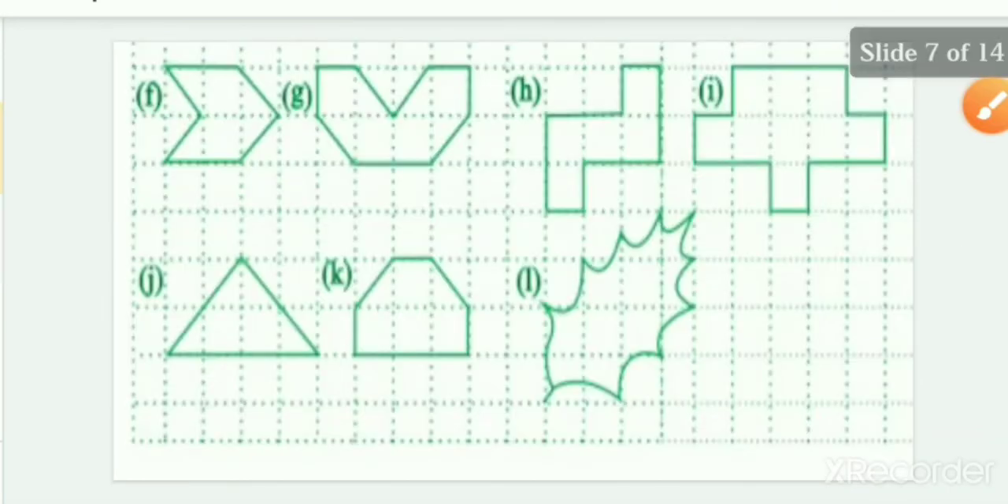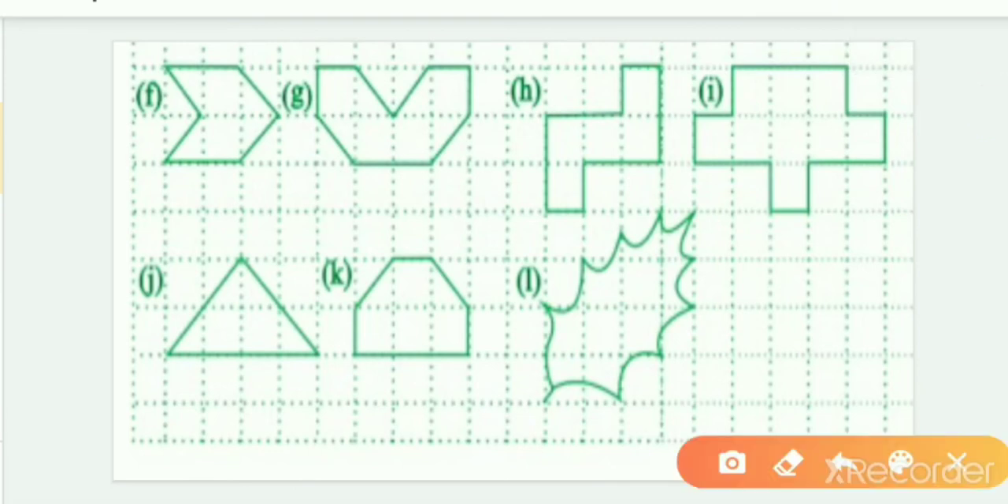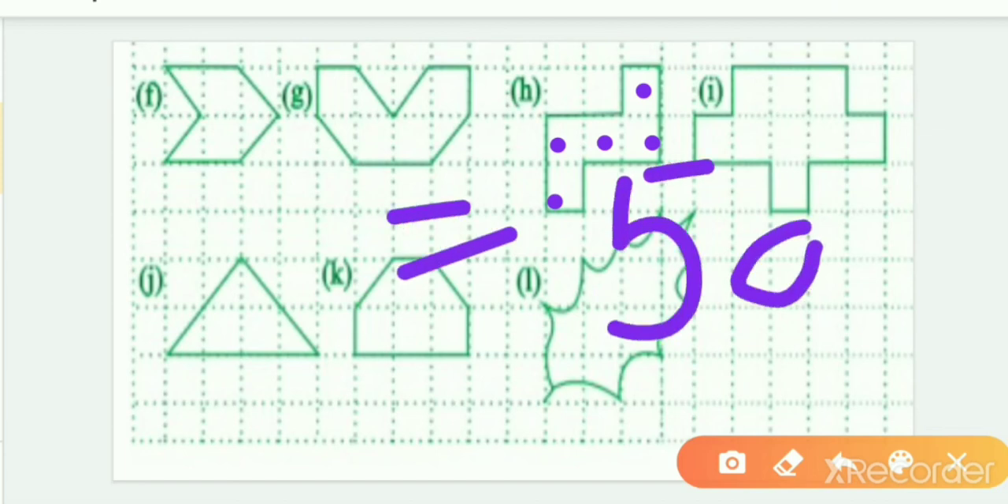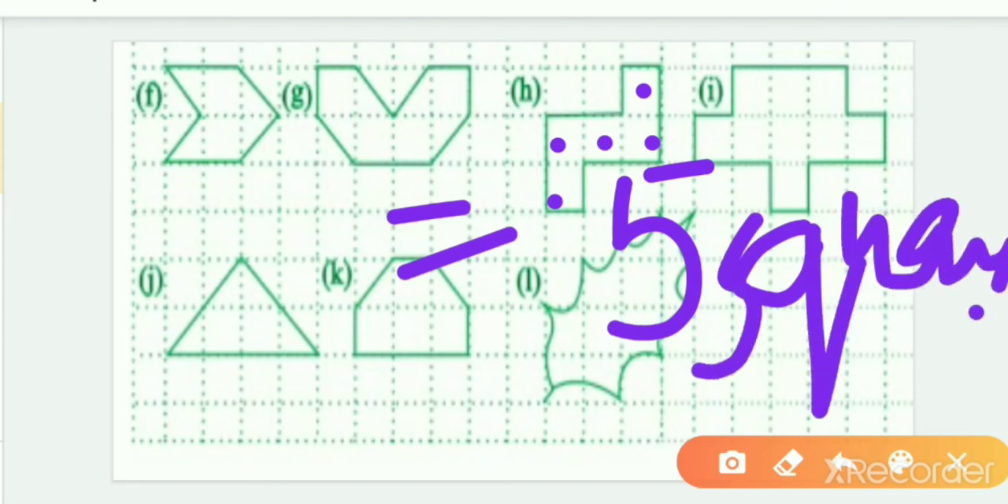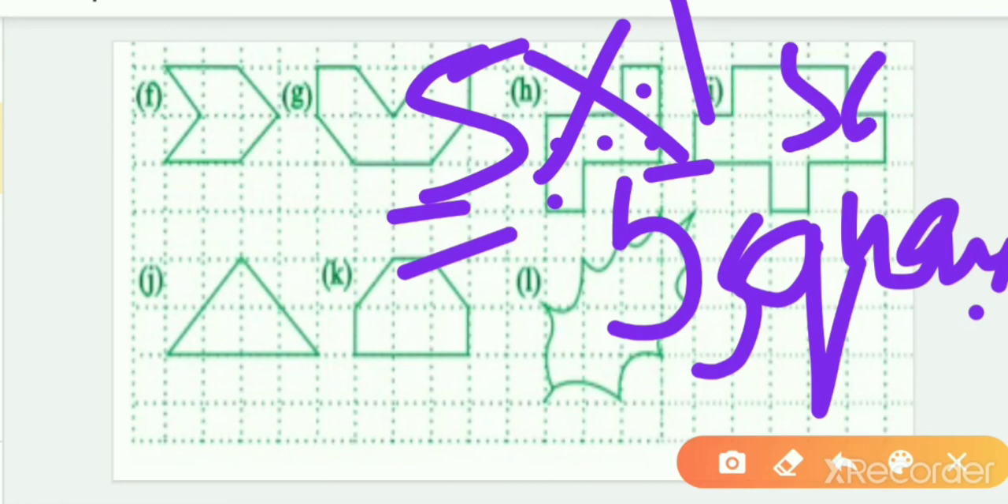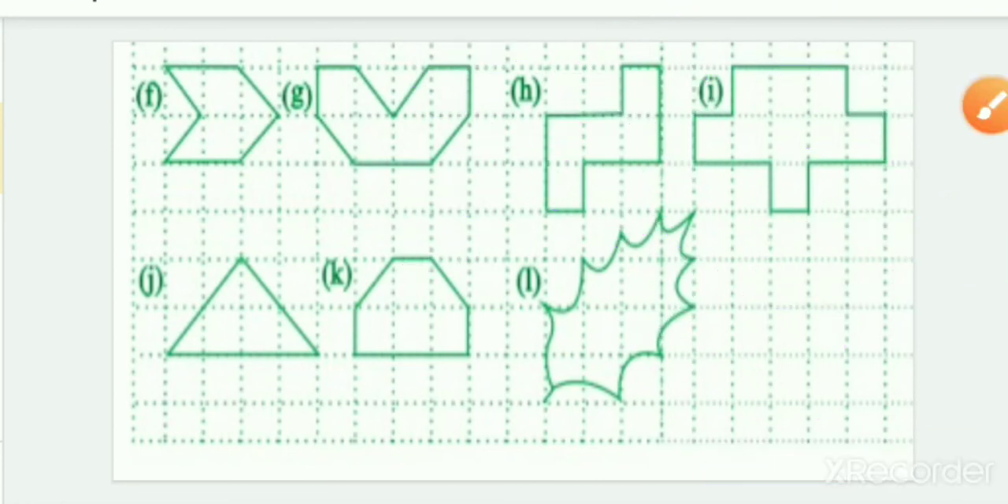Now coming to the H part, it is very easy. Count the square boxes. 1, 2, 3, 4, 5. How many full squares are here? 5 squares are here. So you will write total number of full squares equals to 5. Okay, 5 squares. Total number of full squares is 5. So area of fully filled squares will be 5 multiplied by 1 square unit. So it will be 5 square unit.